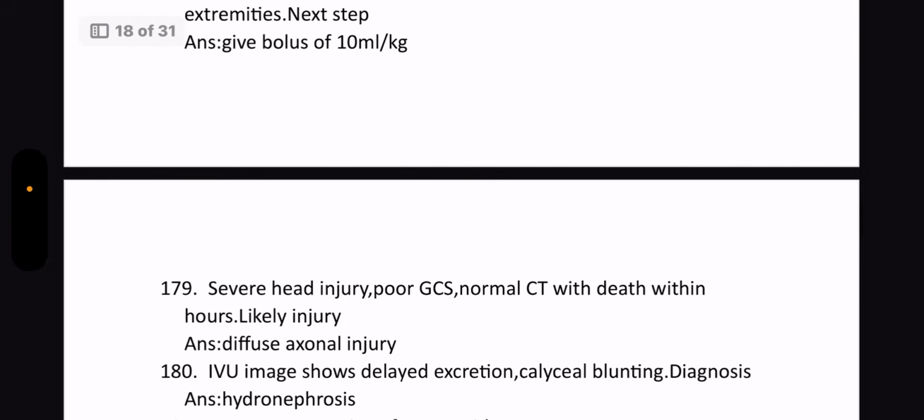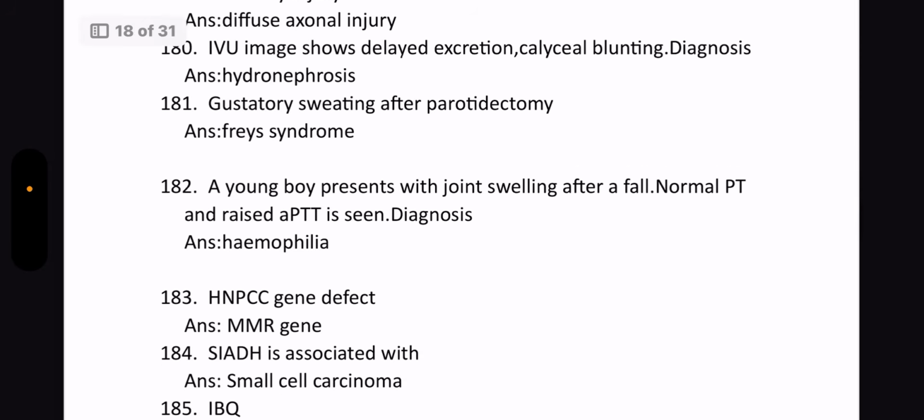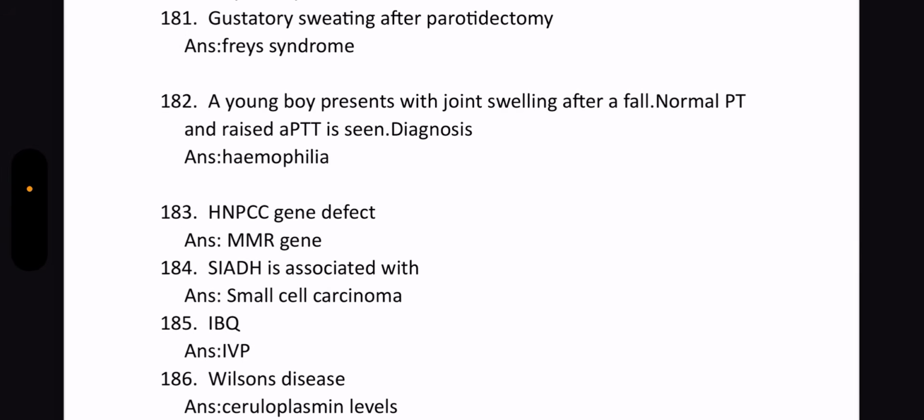Next step, answer, give bolus of 10 ml per kilogram. Next, severe head injury, poor GCS, normal CT with death within hours. Answer is diffuse axonal injury. Next, IVU image shows decreased delayed excretion, calyceal blunting. Diagnosis, hydronephrosis. Next, gustatory sweating after parotidectomy, Frey syndrome.